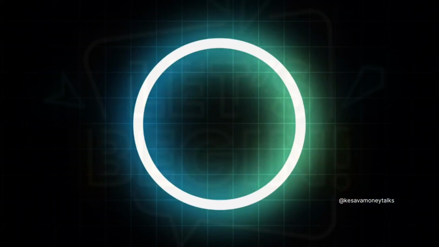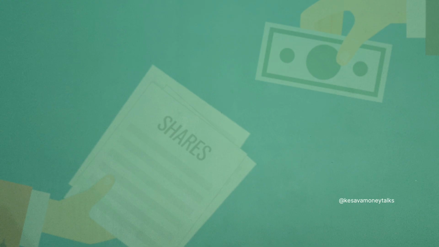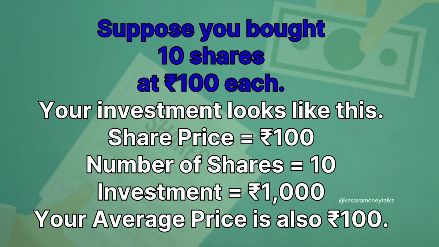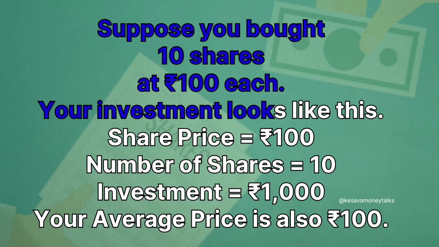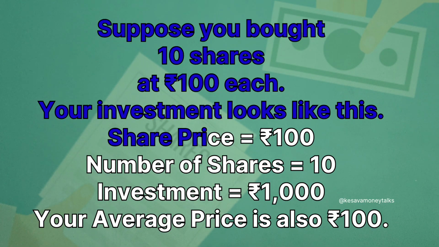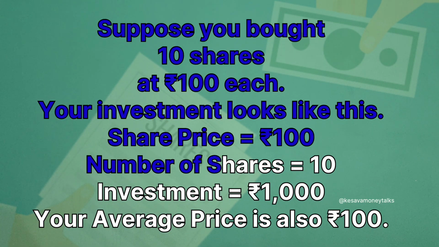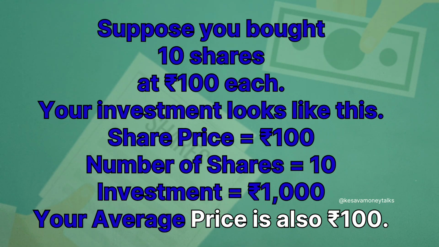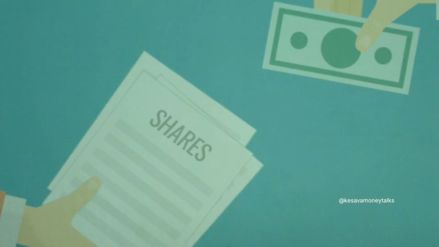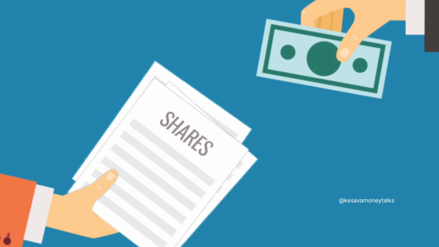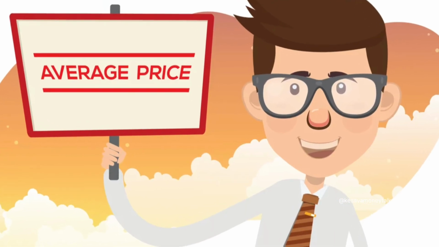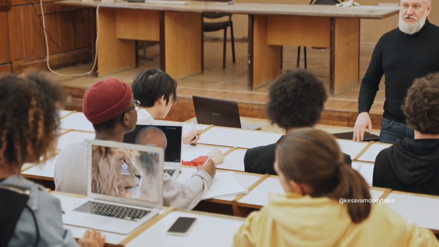And let's begin from the beginning. Suppose you bought 10 shares at 100 rupees each. So your investment looks like this: share price equal to 100, number of shares equal to 10, investment 1,000 rupees. So your average price is also 100. Because you purchased every share at the same price, your broker app shows average traded price 100 rupees, ATP we call. So everything is clear.